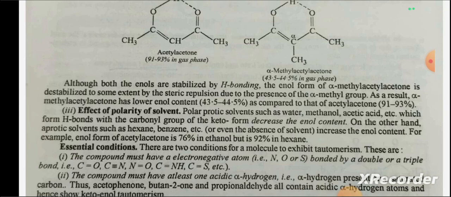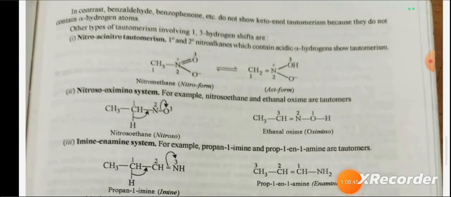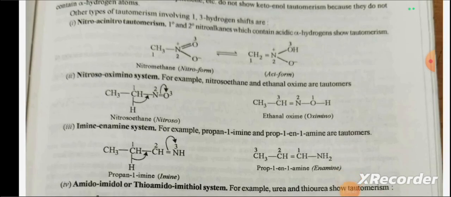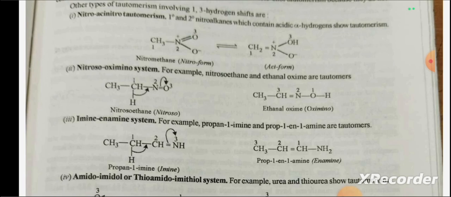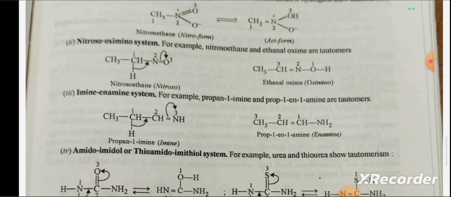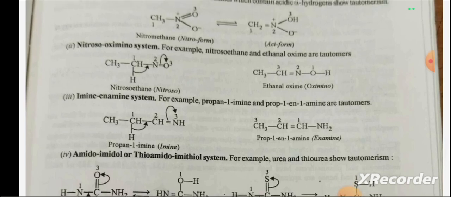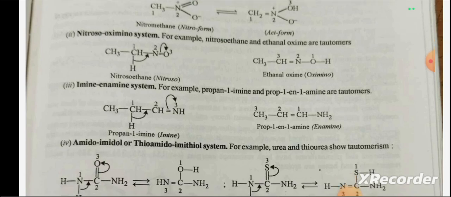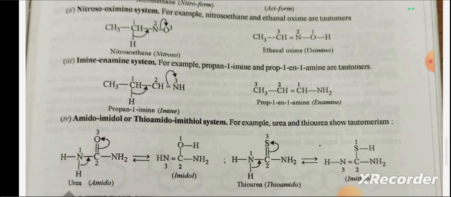In contrast, nitro-aci-nitro tautomerism: primary and secondary nitroalkanes which contain acidic hydrogen show tautomerism. The second is the nitroso-oximino system, for example, nitrosoethane and oximino. Then the imine-enamine system, which is propane-1-imine, the imine, and propane-1-en-1-amine, the enamine. Then the amino-imido reaction or system.